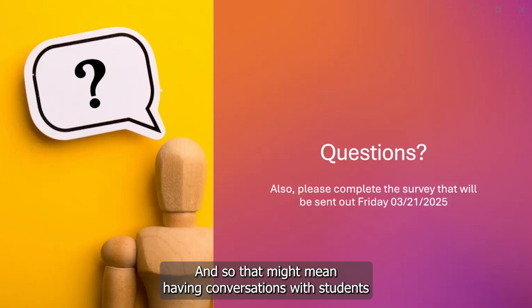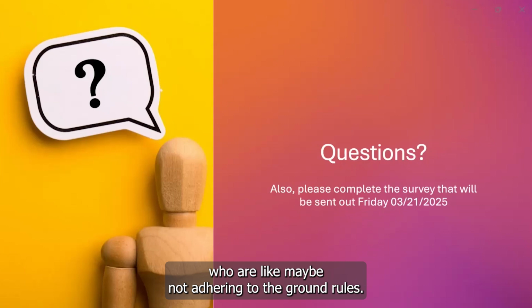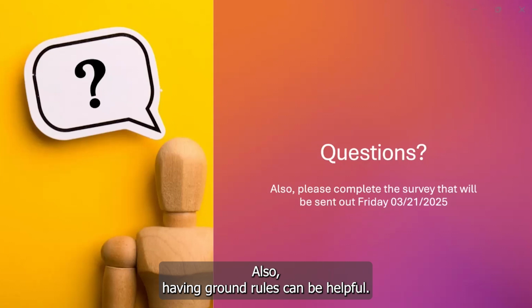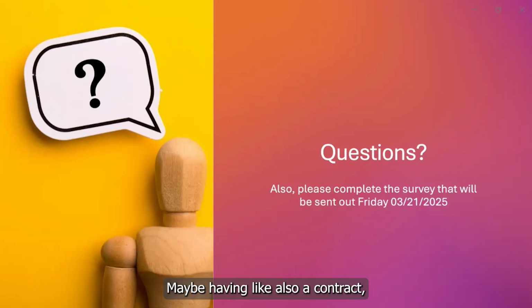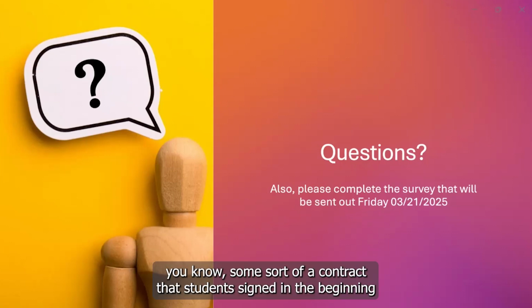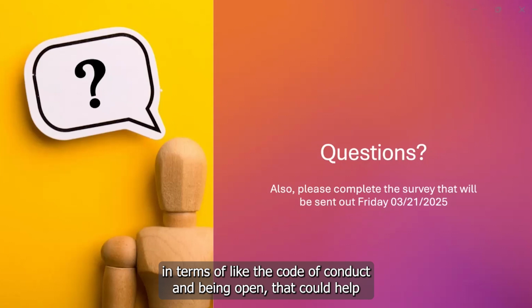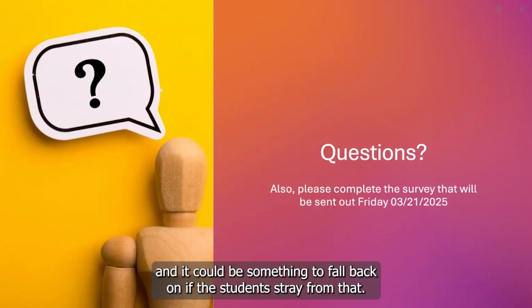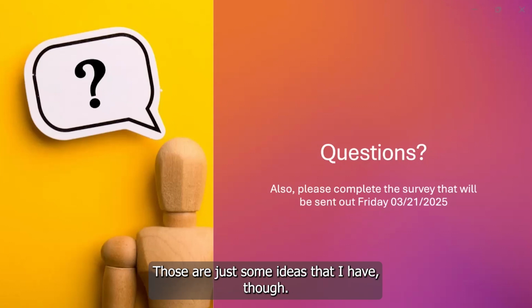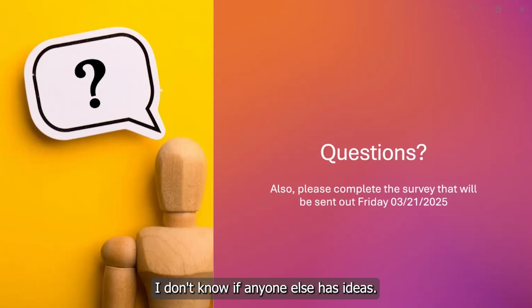That might mean having conversations with students who are maybe not adhering to the ground rules. Also, having ground rules can be helpful. Maybe also having some sort of a contract that students sign in the beginning in terms of the code of conduct and being open. That could help, and it could be something to fall back on if the students stray from that. Those are just some ideas that I have, though. I don't know if anyone else has ideas.